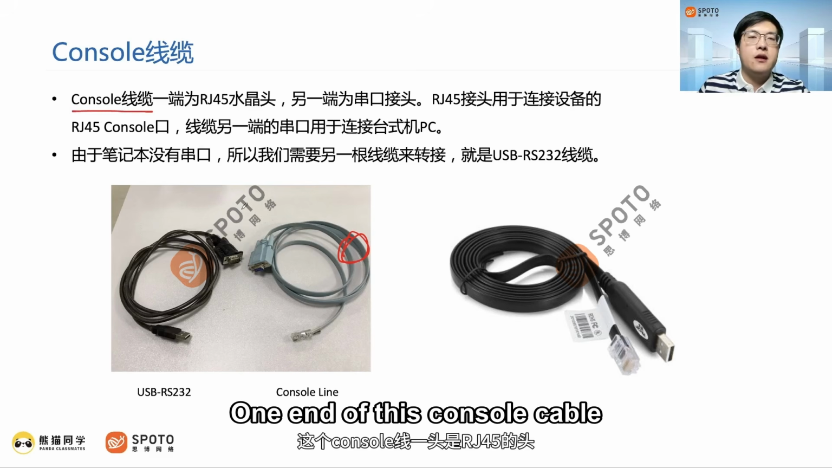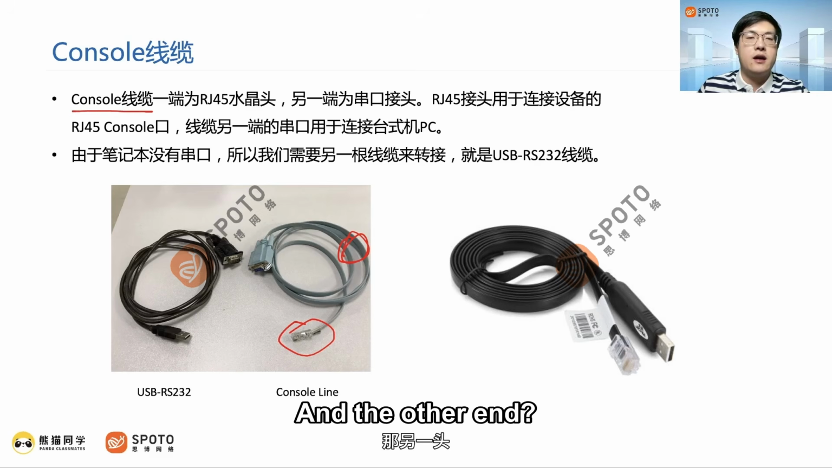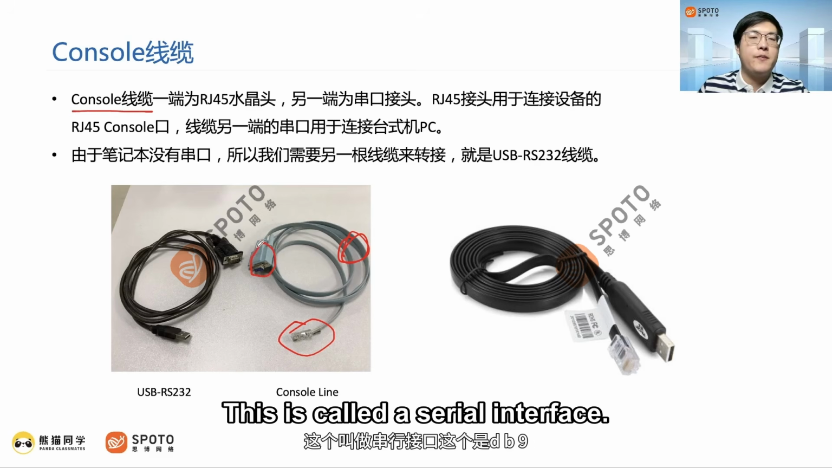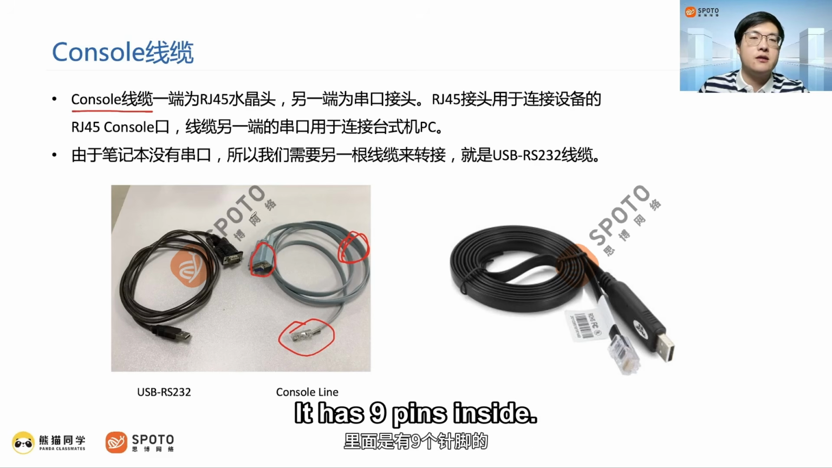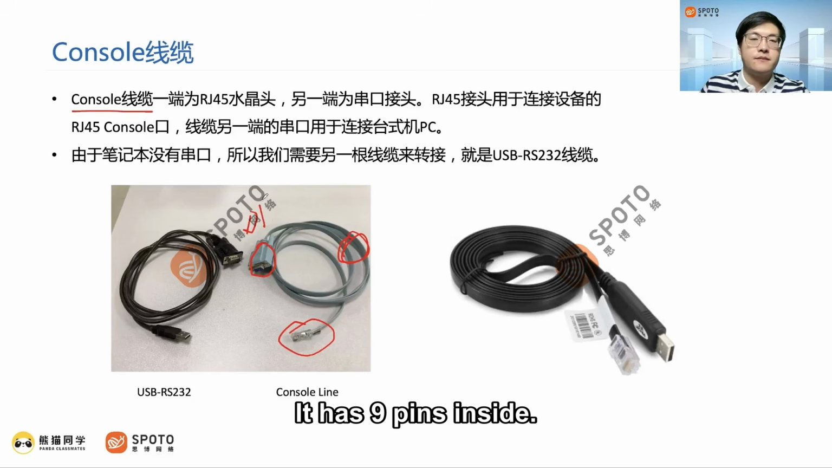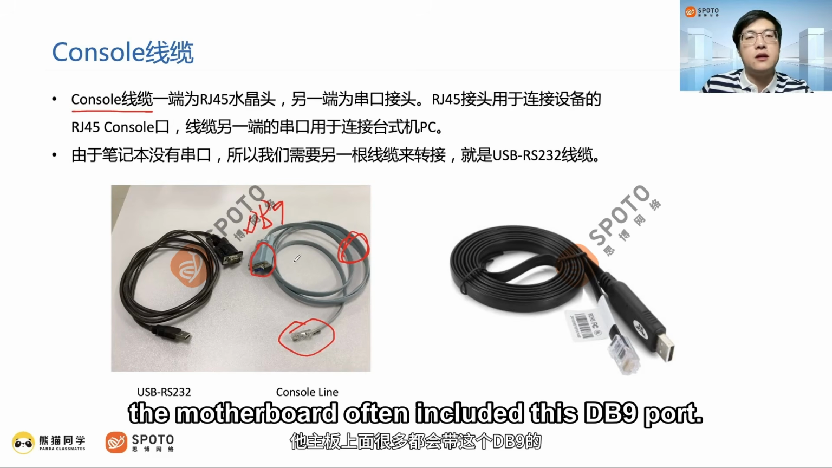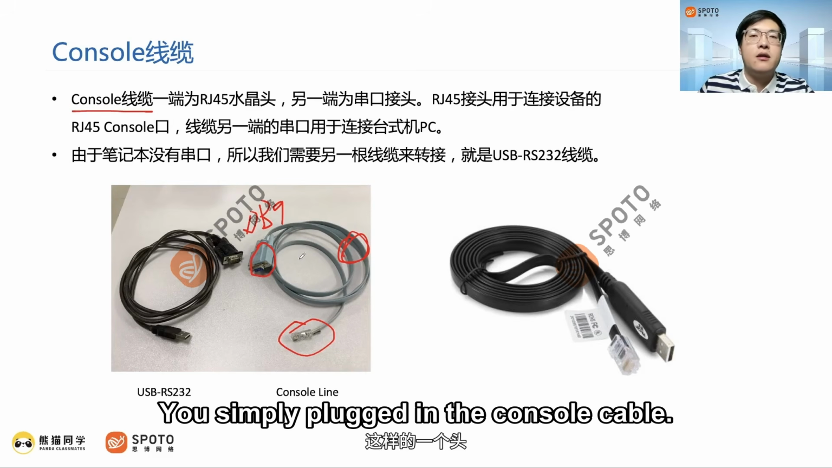One end of this console cable has an RJ45 connector. It's a standard RJ45 connector. And the other end? This is called a serial interface. This is a DB9. It has 9 pins inside. Then, so what is this? On old desktop computers, the motherboard often included this DB9 port. Such a connector. You simply plugged in the console cable.